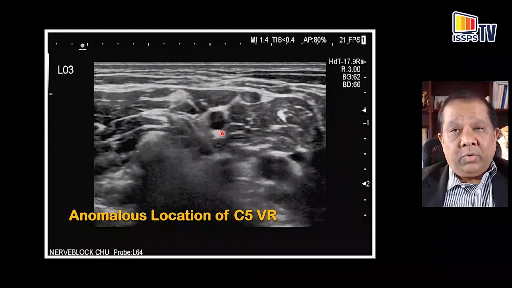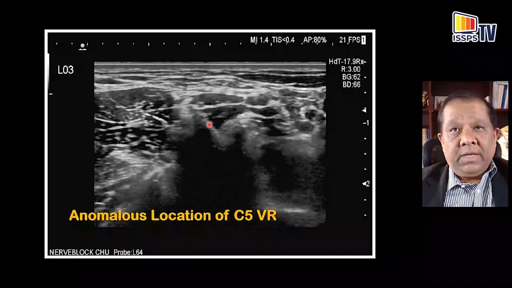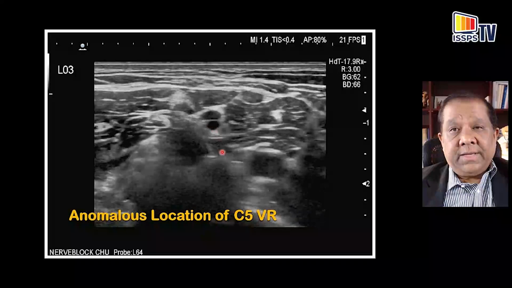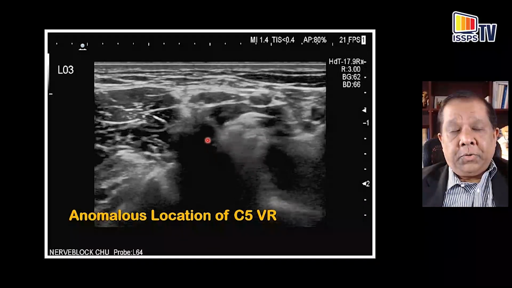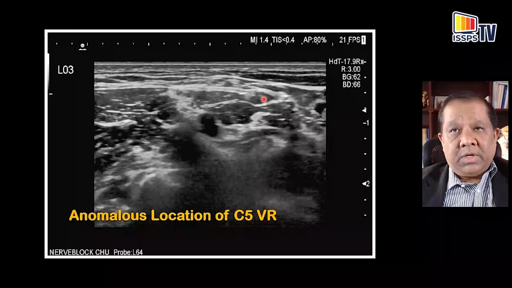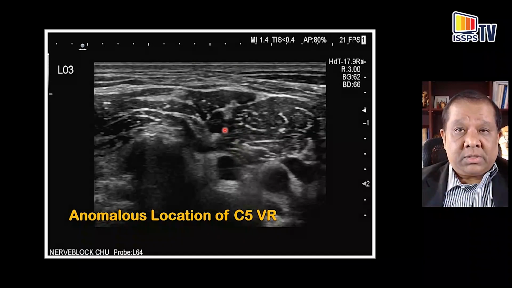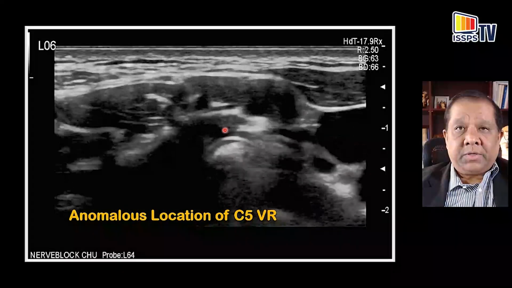In fact, it's not within the interscalene groove at this level, and you can see the C7, C6, and the C7 here. So the C5 usually comes quite caudally before it fuses with the C6 to form the superior trunk. So that is an anomalous location of the C5 ventral ramus.